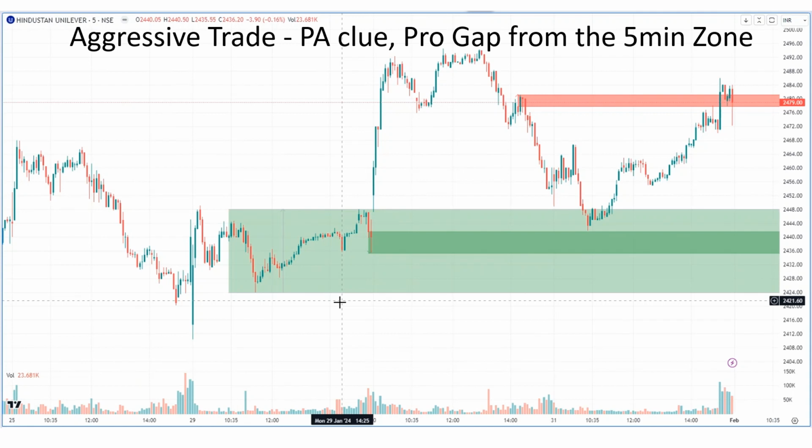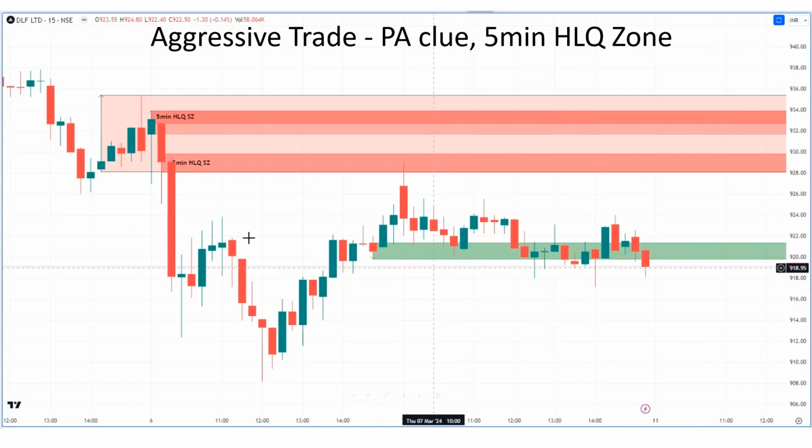Okay. Now let's look into the last scenario, the price action clue. That is, a 5-minute zone that is not a fine-tuned zone, but it is a high liquidity zone. Look into this stock, DLF.